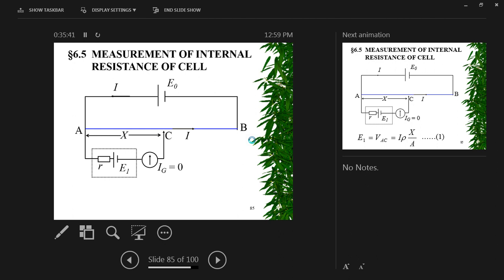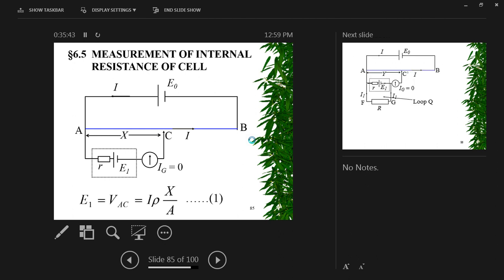So this means, right, that the EMF is equal to the potential difference across AC, which is I rho X over A again. So are you all convinced? I don't have to subtract anything away here because there's no PD drop across the internal resistance. So there's internal resistance, but there's no current going through it. So there's no potential drop across it. So I don't need to minus away a term on the left-hand side.